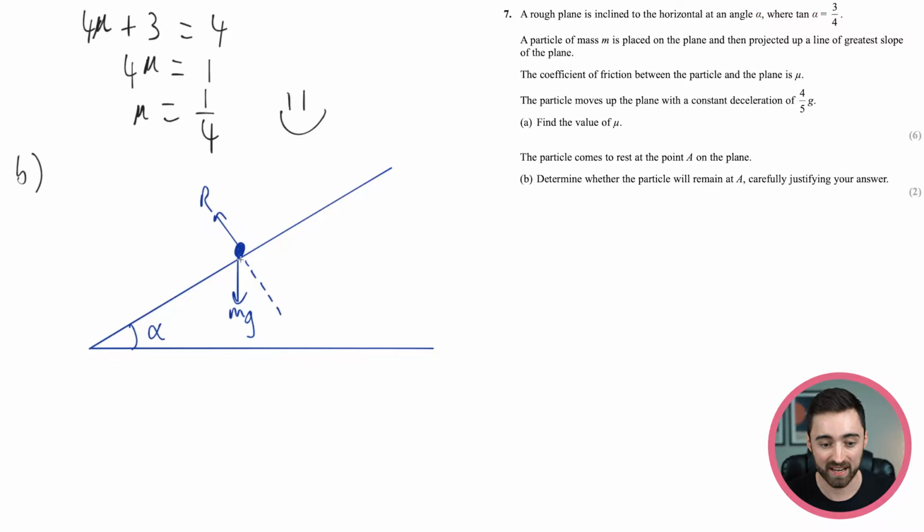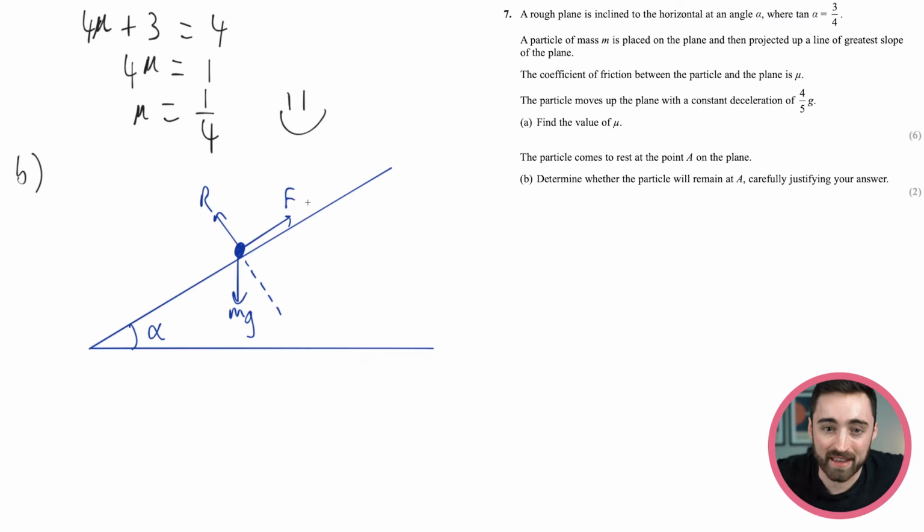Well, does it want to go up the plane? I don't think it has a reason to. There's no arrows going upwards. It wants to go down, doesn't it? Because its weight is trying to pull it down the plane. So friction now, it's going up, isn't it? It's saying, whoa, whoa, whoa, you're trying to go down here. I'm trying to keep you up, mate. Okay? So friction is going upwards.